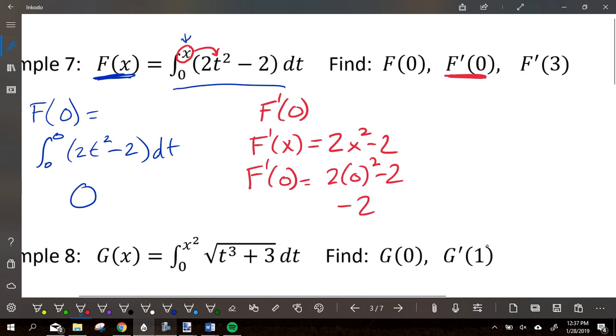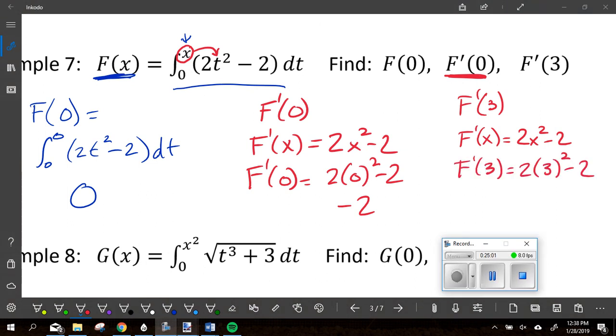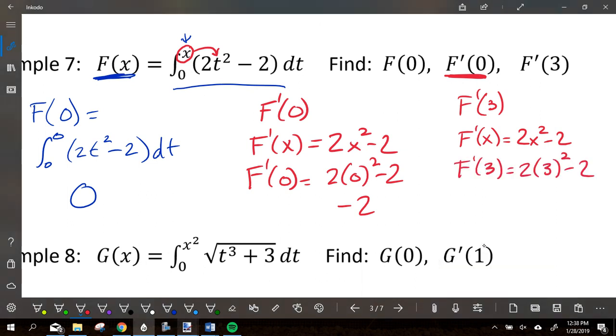Find f prime at 3. Again, nothing different here. We take 3, we plug it into that equation. The answer is 16. Once you figure out what the equation is, you could evaluate those things all day long. Okay, just a matter of understanding what's happening with those. Questions with those two?